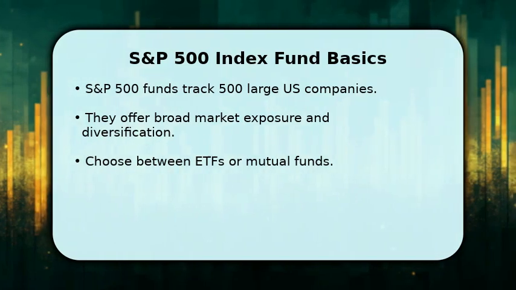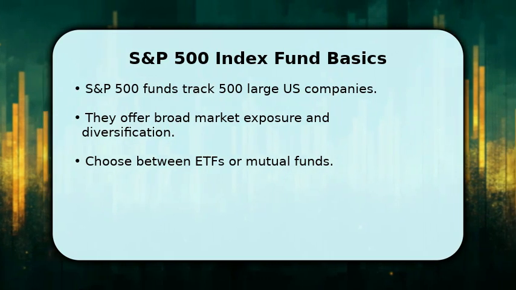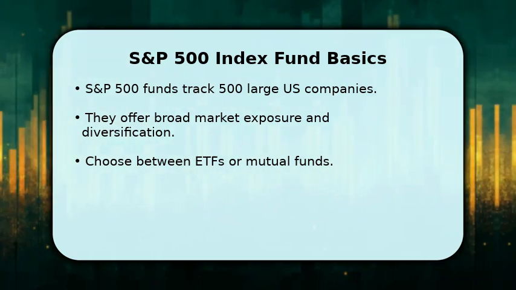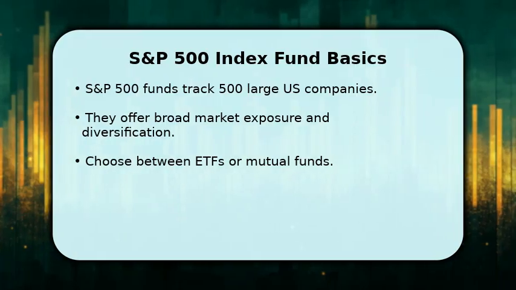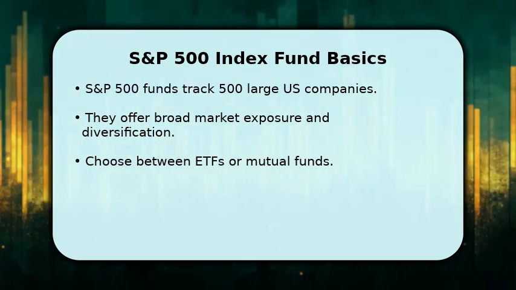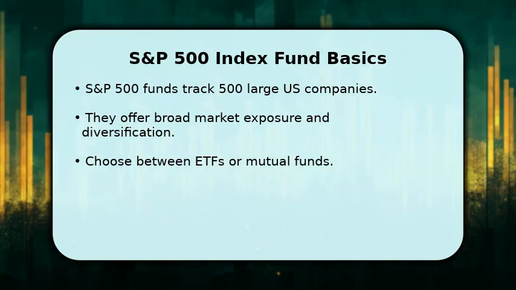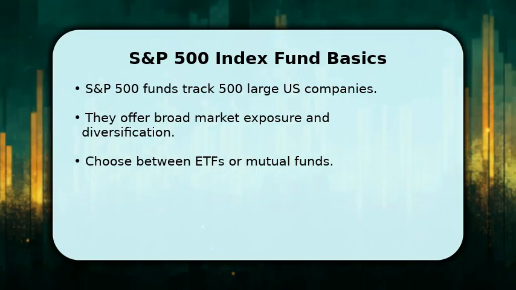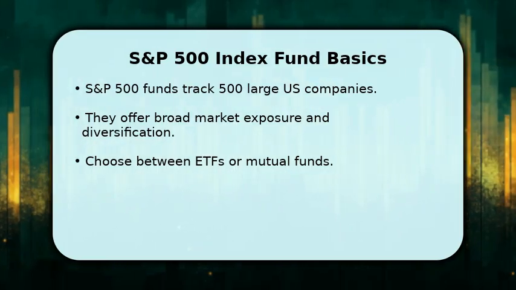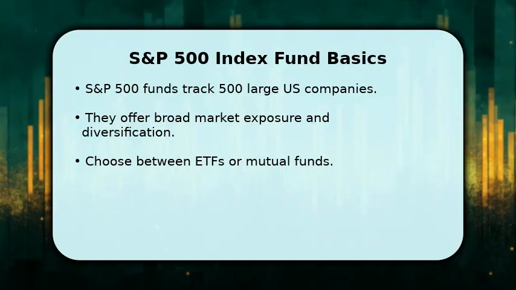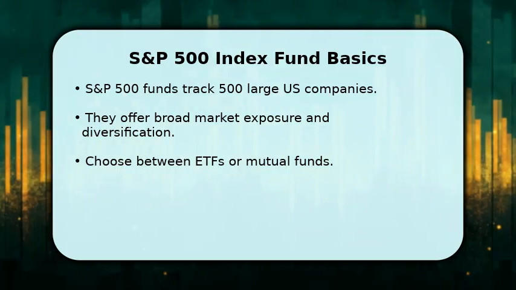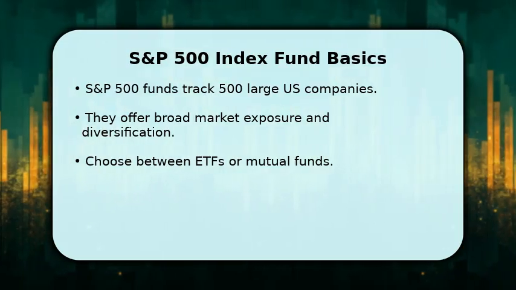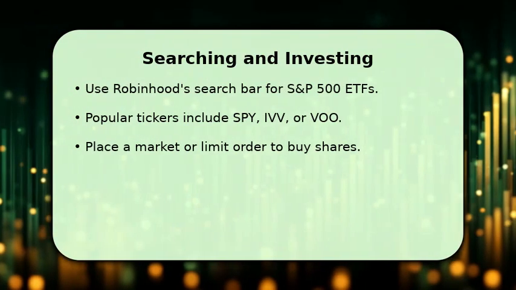Before buying, let's quickly understand S&P 500 index funds. These funds aim to replicate the performance of the S&P 500 index, which includes 500 of the largest publicly traded companies in the United States. They provide excellent diversification across various sectors. On Robinhood, you'll primarily be looking for S&P 500 exchange-traded funds, or ETFs, as traditional mutual funds are less common on the platform. Now, let's find your fund.